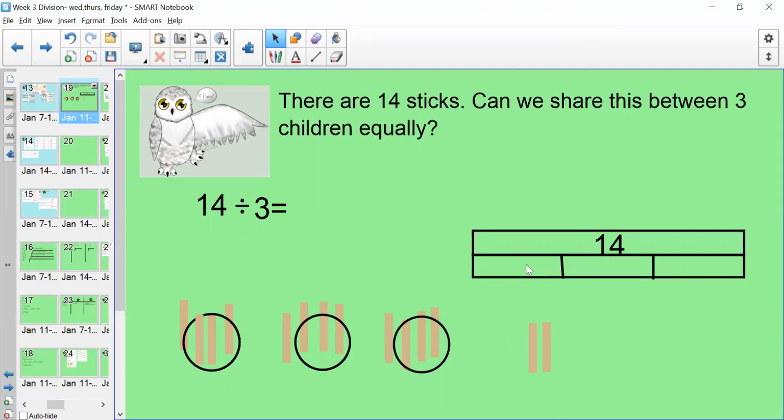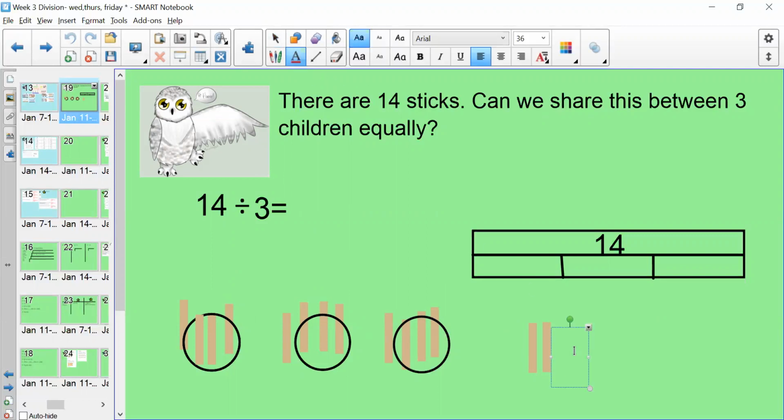And we call these the remainder, the leftover ones that cannot be shared. Okay, we call that the remainder. Whatever's left over is called the remainder. So we can see that 14 divided by 3 is going to be 4, because each child gets 4. But then we can't forget about the 2 sticks that were left over. So what we do is we write R, which stands for remainder, 2.